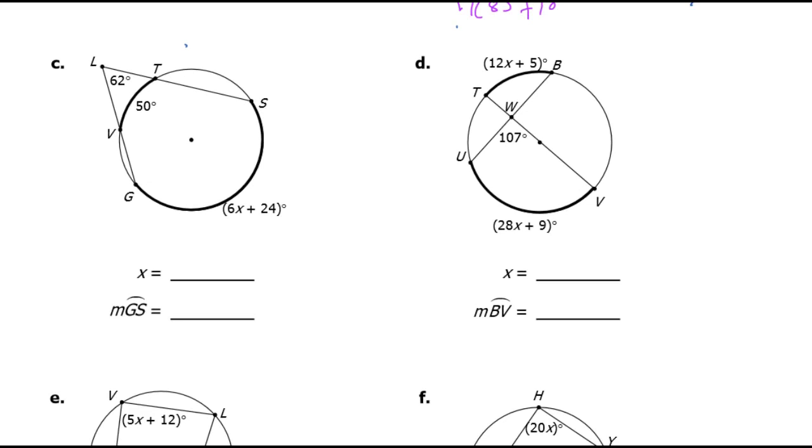Karim. All right, we're on number 5, part C. All right, get ready to give me an equation. Give me an equation involving x. 62 equals 6x plus 24 plus 50 over 2. All right, that is super close. You said plus 50, right?